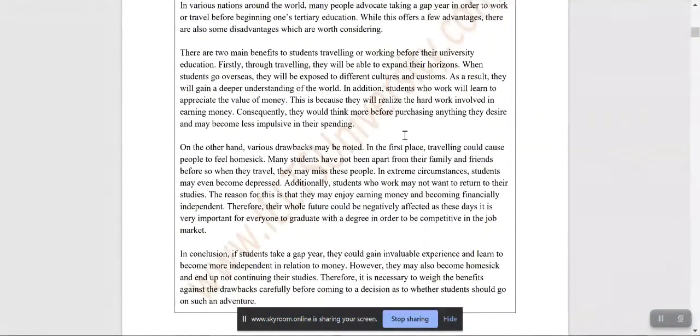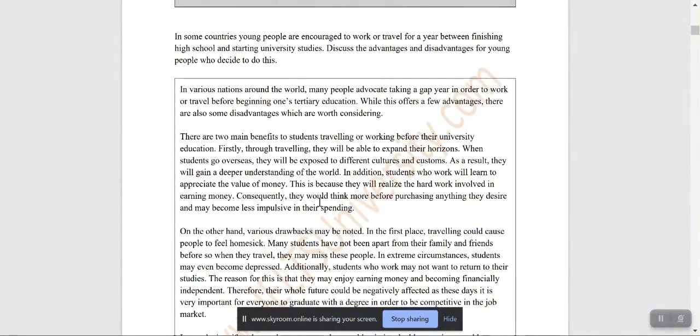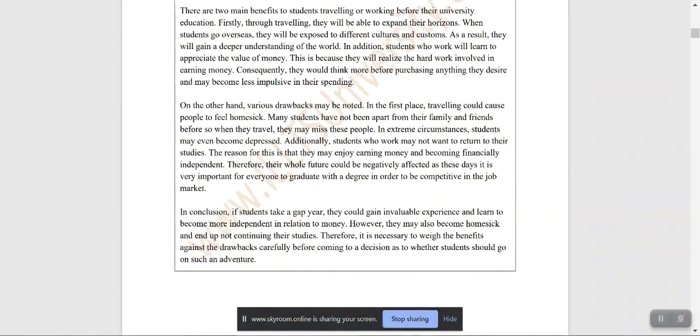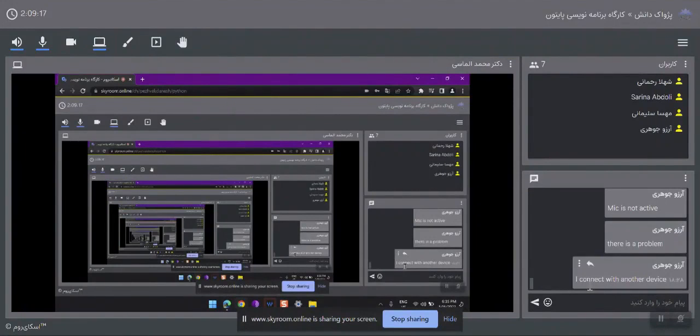Here you can see 1, 2, 3, 4. You have 4 paragraphs. In the first paragraph, you have to write the question in your idea, your own language. You have to write it again, paraphrase it, not exactly paraphrase it, but yes, it is paraphrasing. Okay, who wants to read this one?